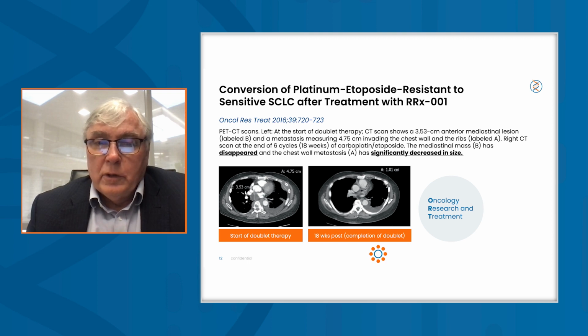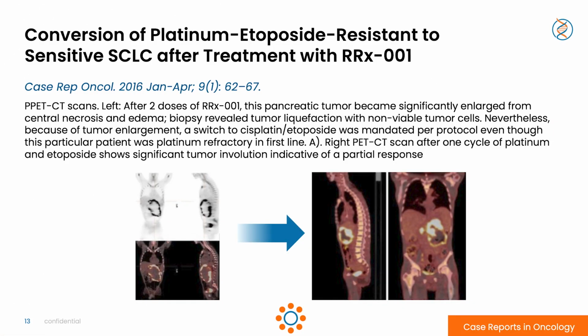However, really to our surprise at the time, the patient experienced a partial response to reintroduction of platinum doublet. At the time, this case felt like a high-wire act, even though, in retrospect, it really wasn't.